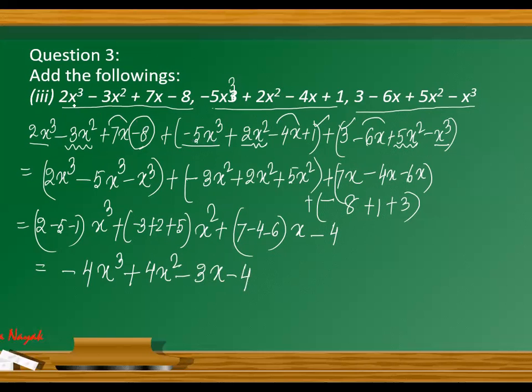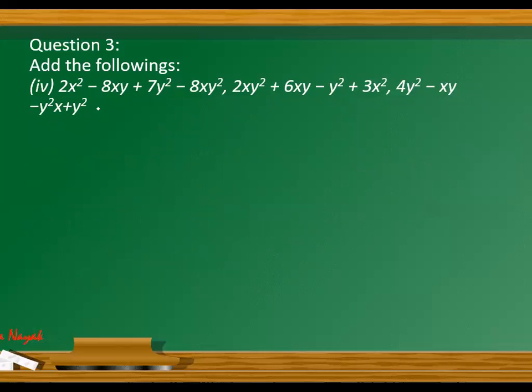Let me check once. 2 minus 5 minus 3 minus 3 minus 1 minus 4. Okay. X square: negative 3 plus 2 minus 1, 1 plus 5, 6. Negative 3 plus 2 minus 1 plus 5. Okay. Then x: 7x minus 4x, 3x, 3x minus 3. Correct. Minus 8 plus 1 minus 7 plus 3. Correct.